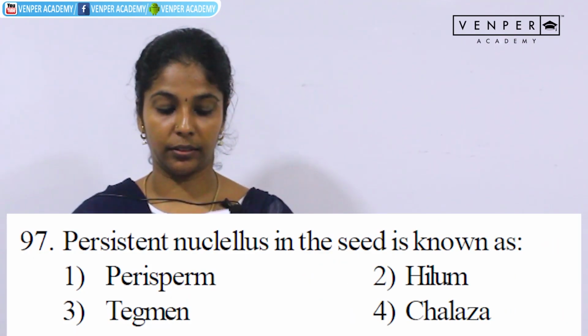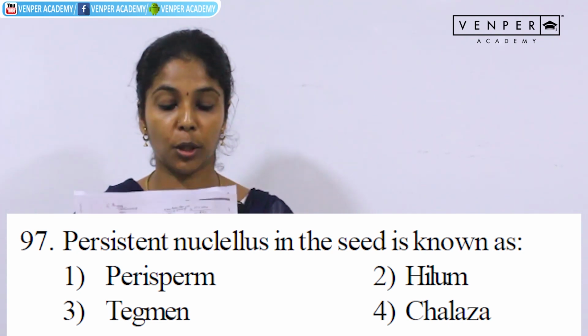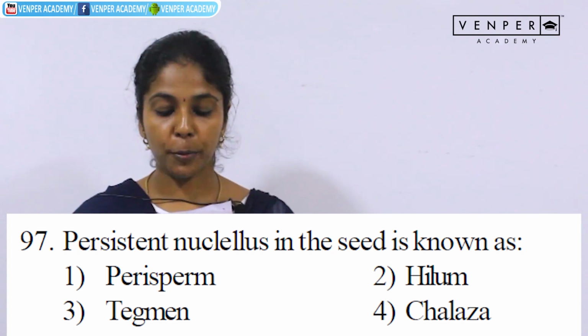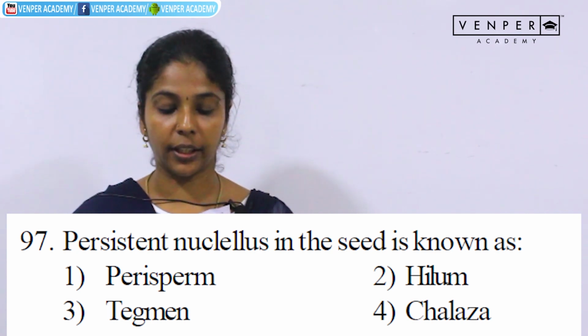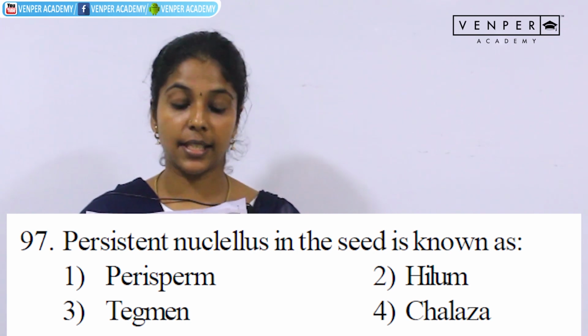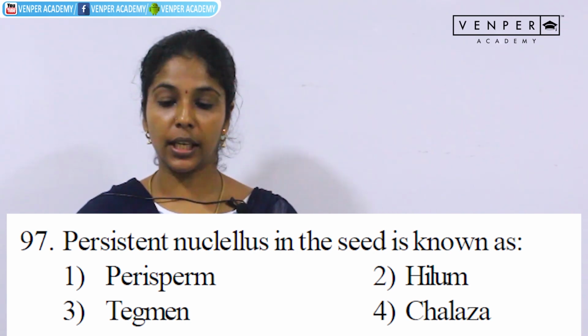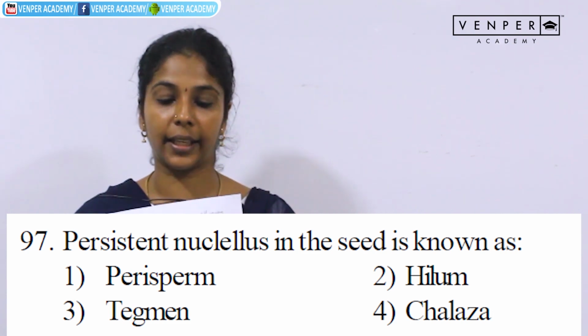Question number 97. Persistent nucellus in the seed is known as option 1, perisperm, option 2, hilum, option 3, tegmen, option 4, callus. The correct answer for this question is perisperm, which is seen in black pepper, beet, etc.